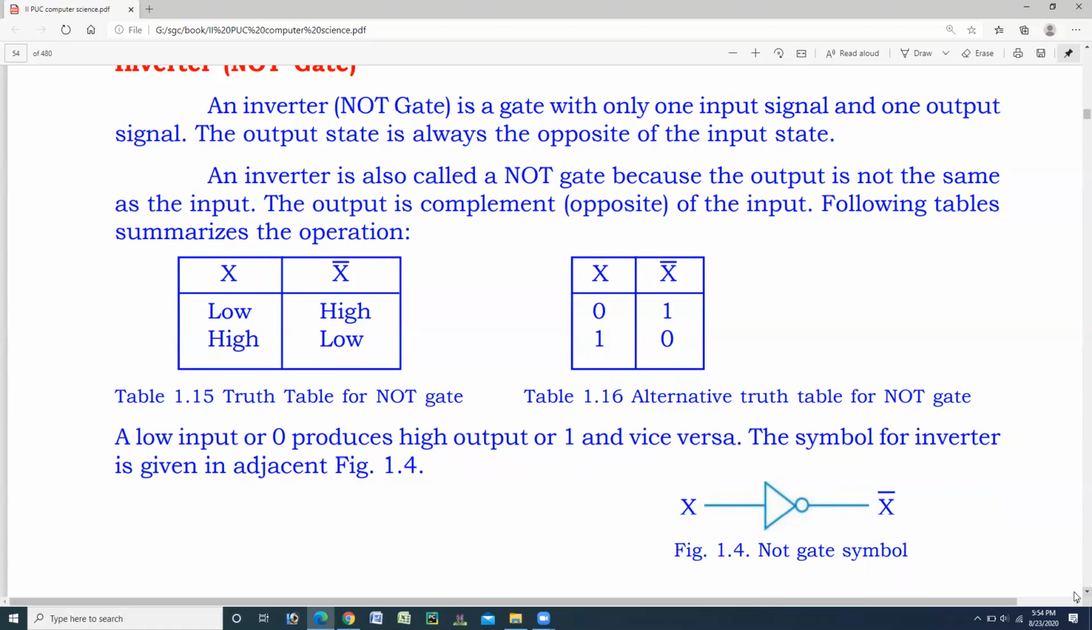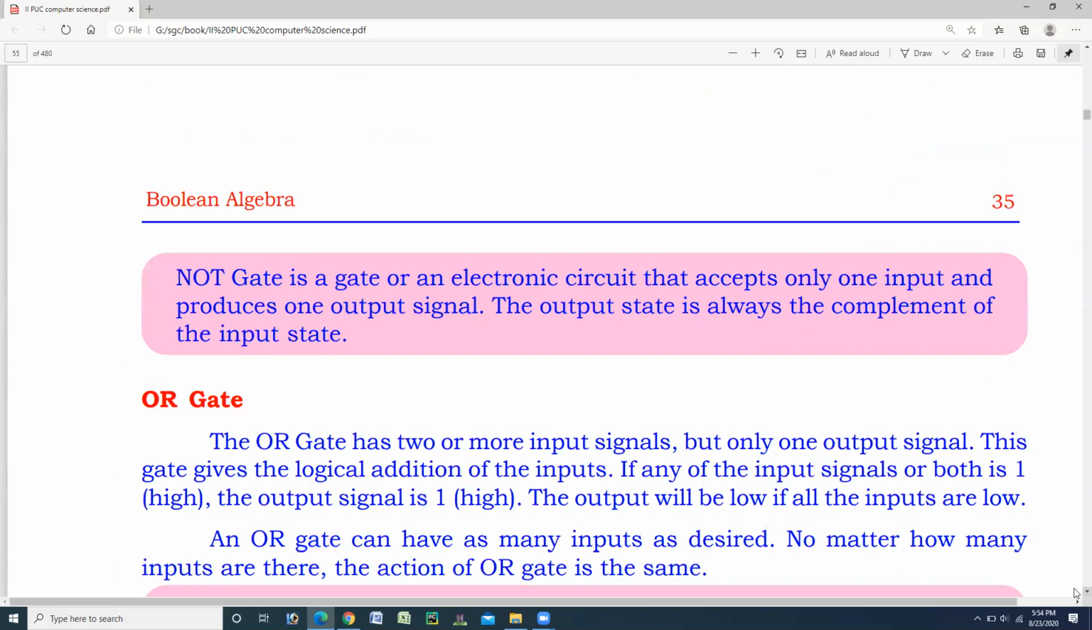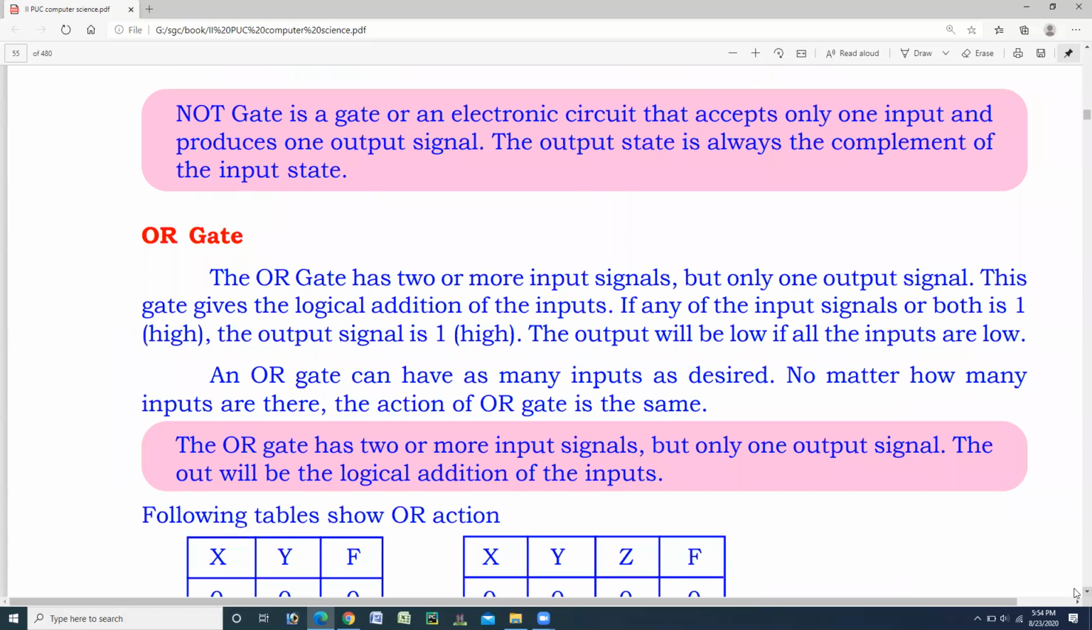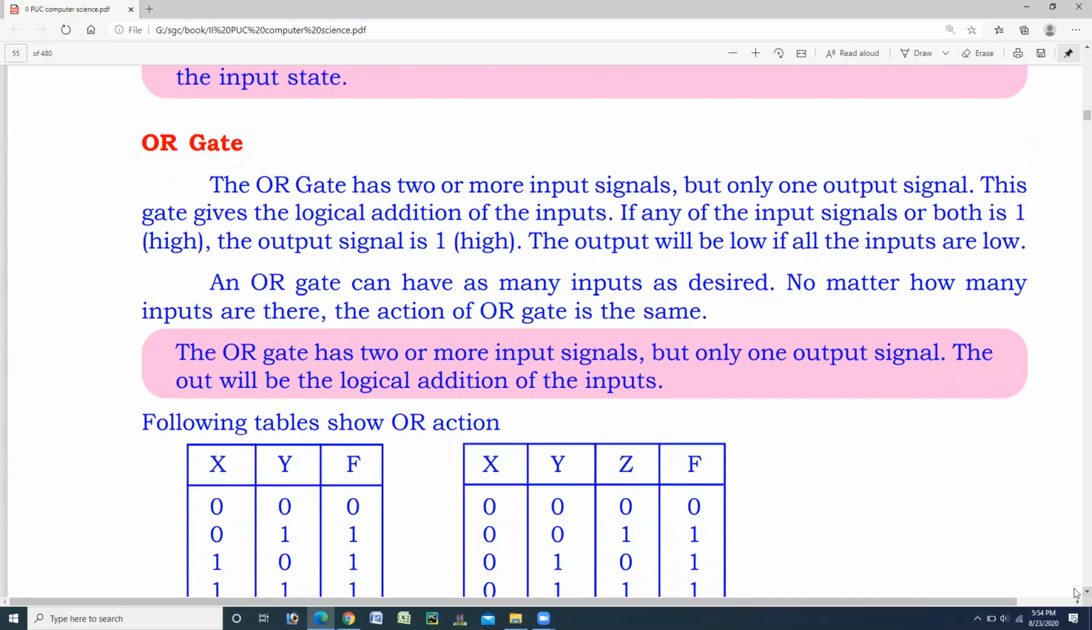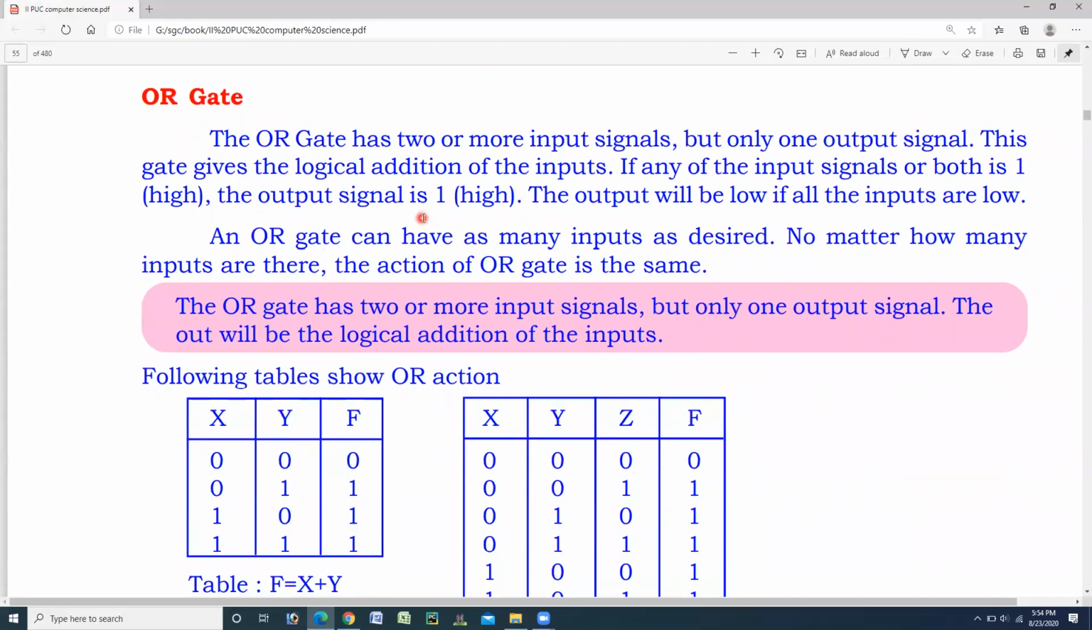Next, after knowing the NOT gate, we move on to the OR gate. The OR gate has 2 or more input signals, but only one output signal. This is the first point. It takes 2 or more input signals and produces only one output signal. This gate gives the logical addition of the inputs.